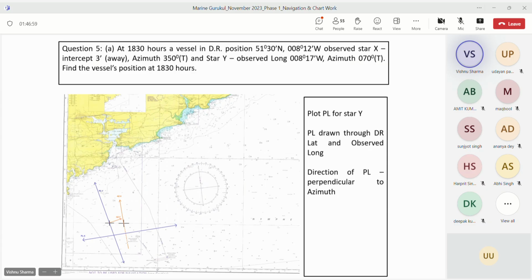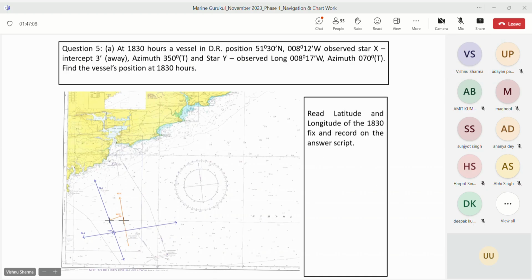You find the position, the direction of the PL on the sheet, or you can directly plot, doesn't matter. This is PL Y, where the two PLs intersect. That is the 1830 fix. Am I right, beta? Yes, sir. You can measure the lat long and give your answer on the answer sheet. So in this, we have learned to plot the celestial PLs involving intercept and long by crown.